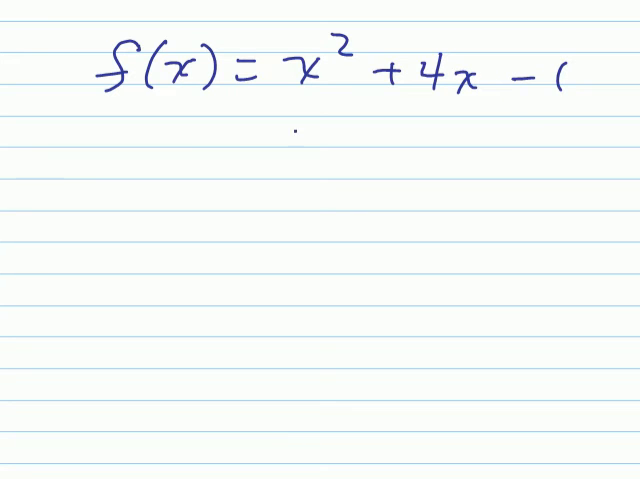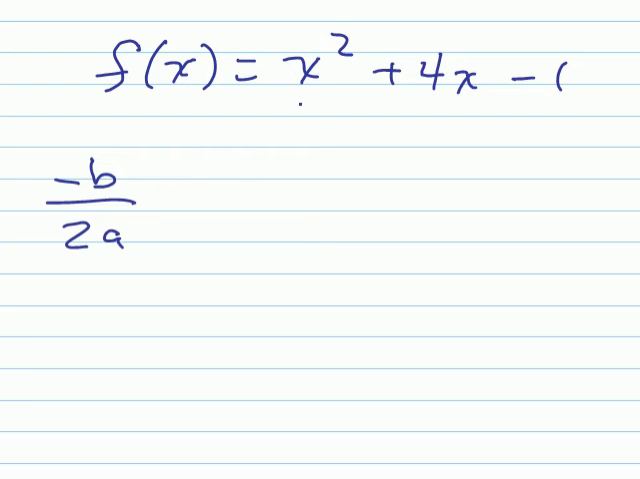Now let's talk about if we have a function, say f of x equals x squared plus 4x minus 1. And you're asked to find the x-coordinate of the vertex. Okay, well that's pretty simple to do. The way to do that is to use negative b over 2a.